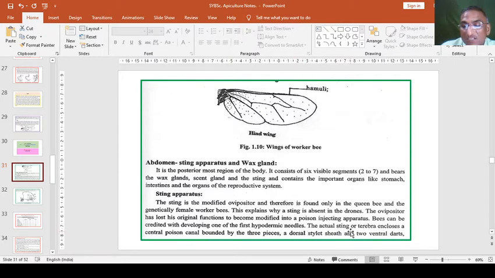The actual sting, or terebra, encloses a central poison canal bounded by 3 pieces which help to inject the poison into the enemy: a dorsal stylet, which works like a syringe or lancet stylet sheath, and 2 ventral darts. The darts help to cut or puncture the skin of enemies.